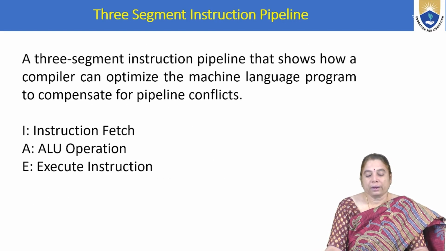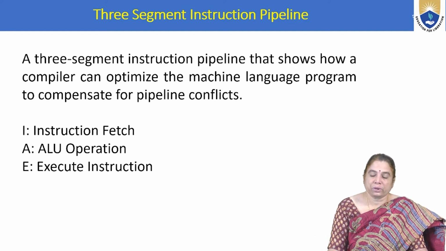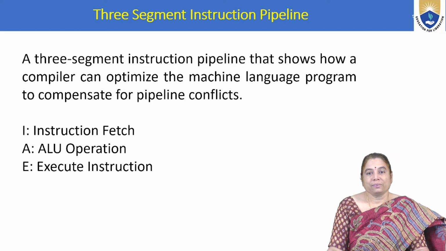So with the RISC architecture, a single or 3-segment instruction pipeline is also possible. The 6 steps can be reduced to 4 by using the instruction pipeline, and with RISC we can reduce it to 3 also. This shows how a compiler can optimize the machine language program to compensate for the pipeline concept.